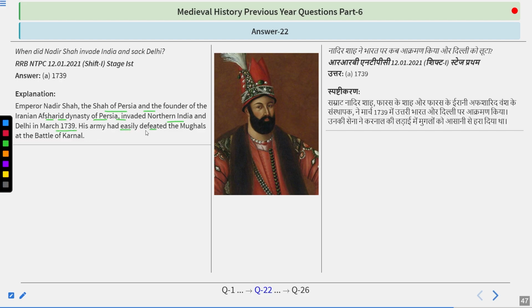His army had easily defeated the Mughals at the Battle of Karnal, and he was the one who took away the Peacock throne and the Kohinoor from India. After defeating the king Rangila of the Mughal Empire, he looted the great wealth that was acquired by the Mughals over the period of time. So this was the time when a stamp of destruction was embarked on the empire of the Mughals.